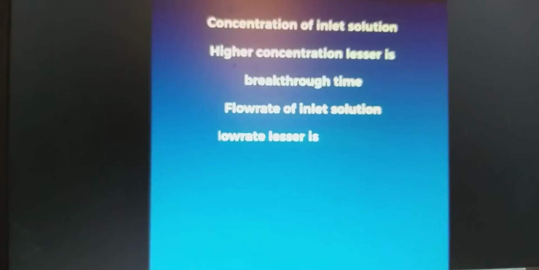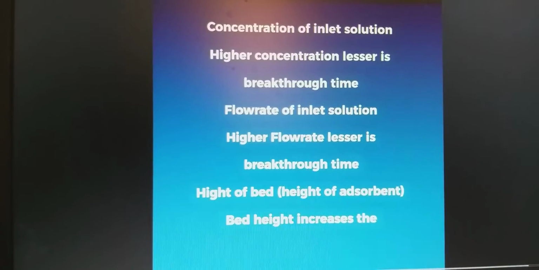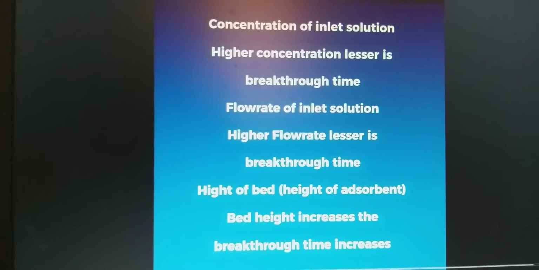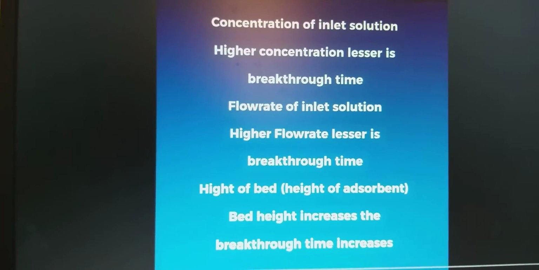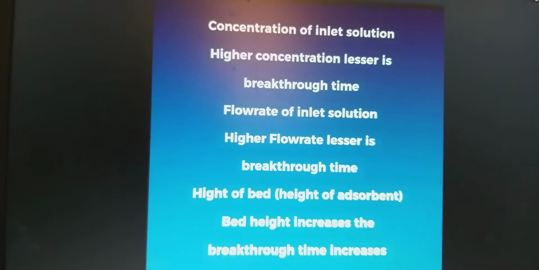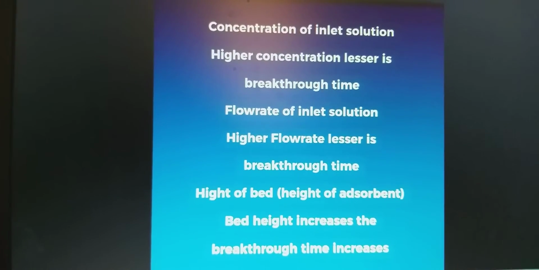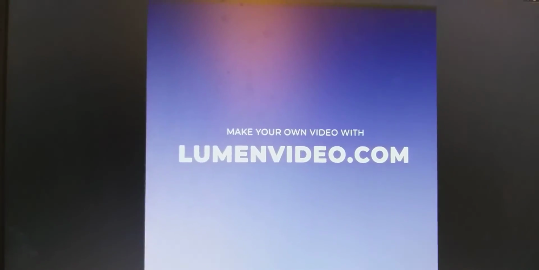The breakthrough time and exhaust time depend upon many factors, like the concentration of the inlet solution. The higher the concentration, the lesser the breakthrough time. For the flow rate of the inlet solution, the higher the flow rate, obviously the lesser the breakthrough time. Bed height means the height of the adsorbent. As the bed height increases, the breakthrough time obviously increases because the amount of adsorbent will increase, so automatically the equilibrium time will increase.